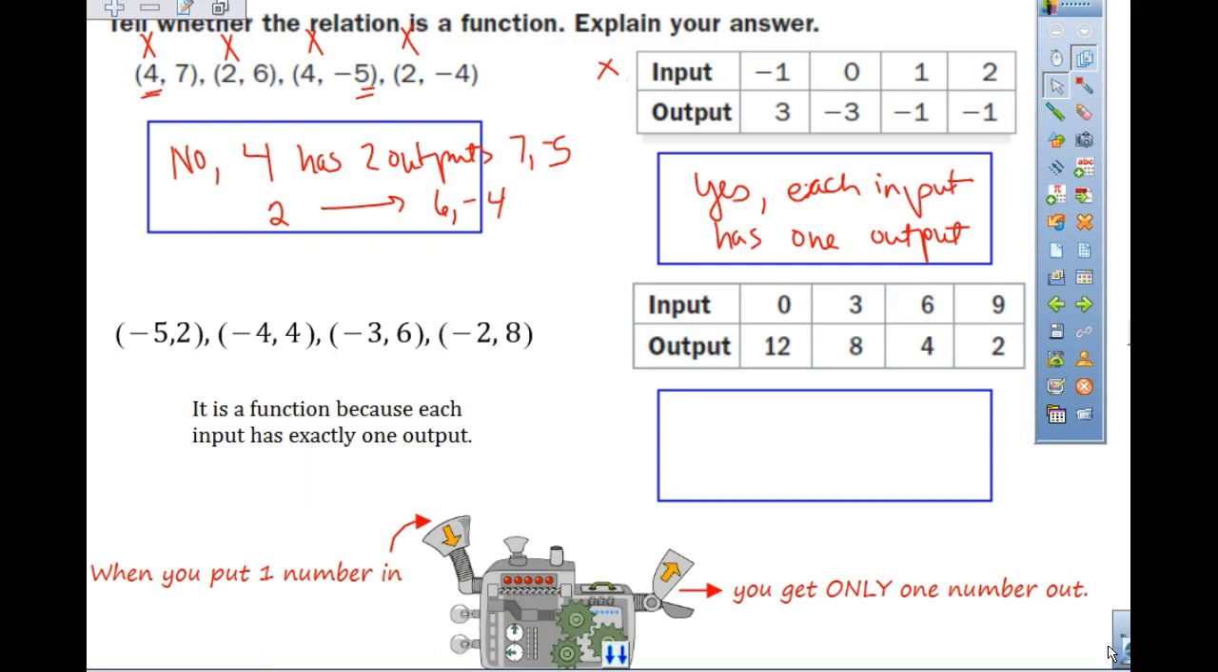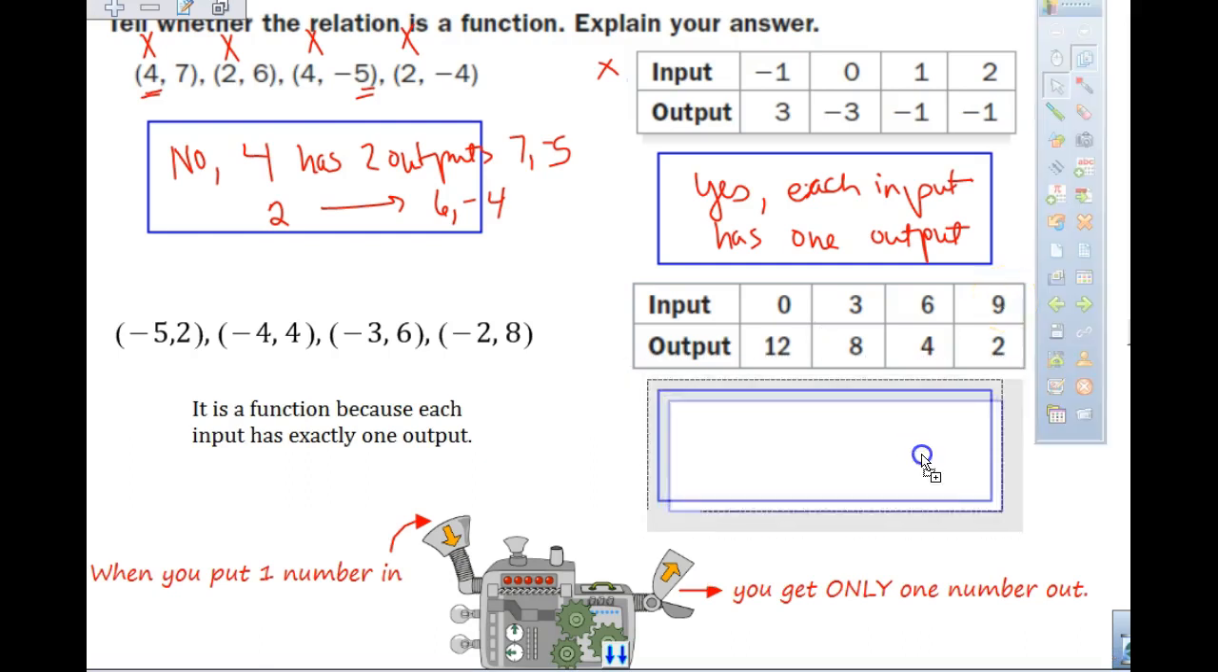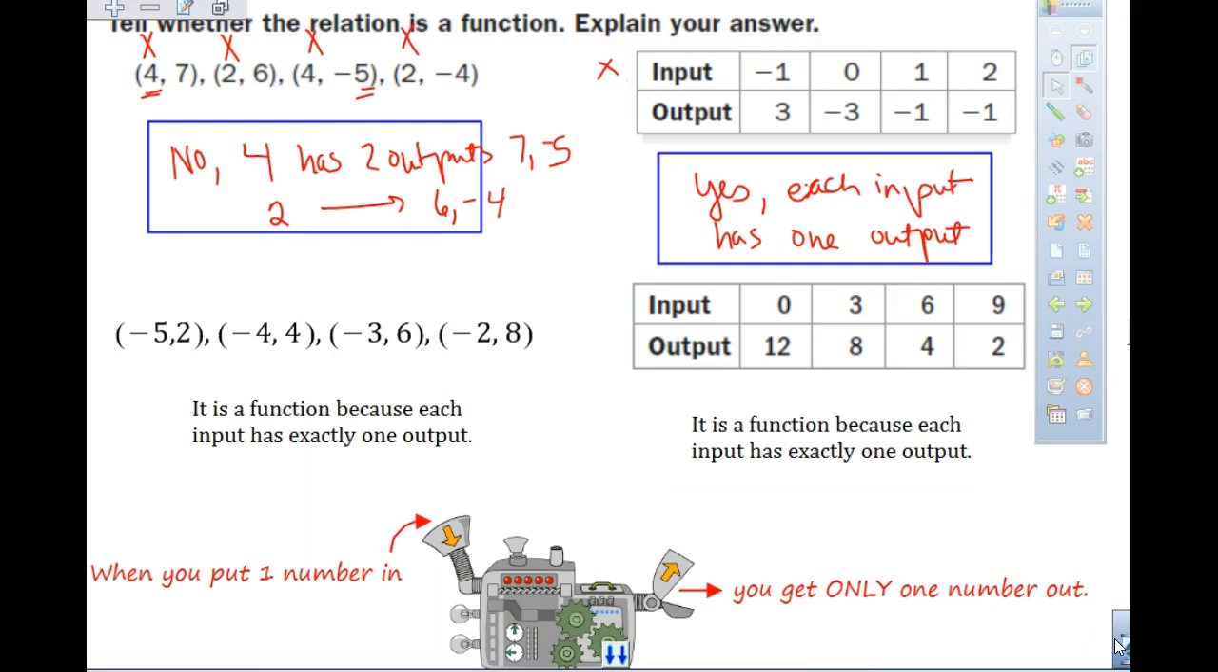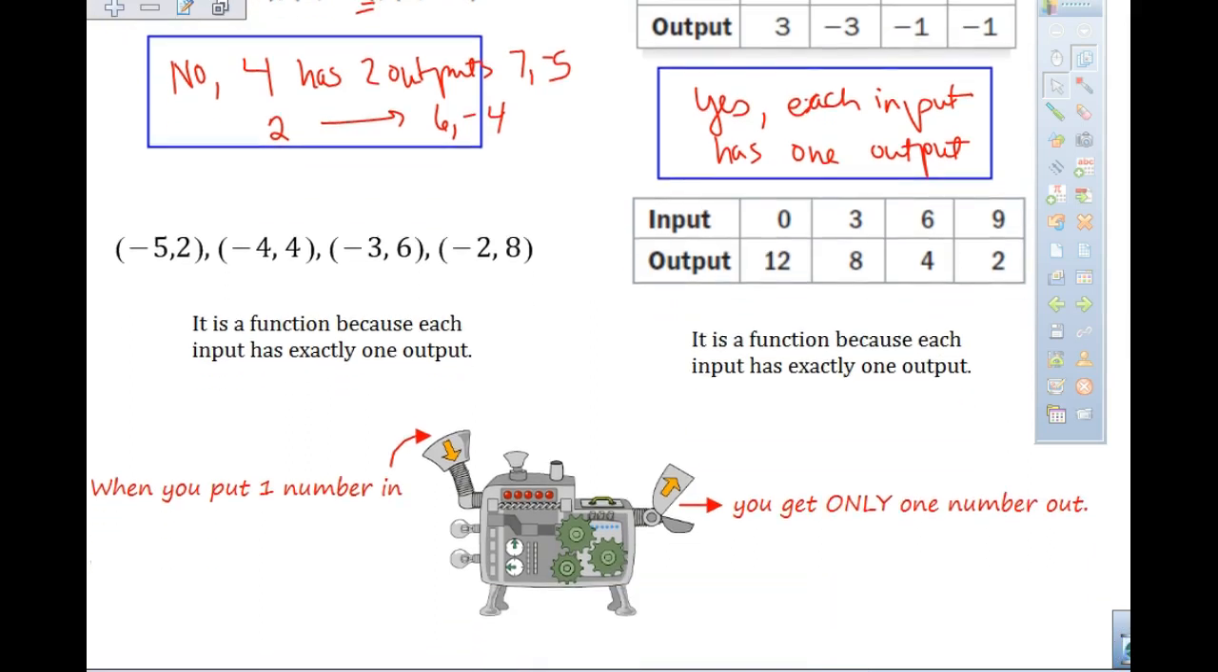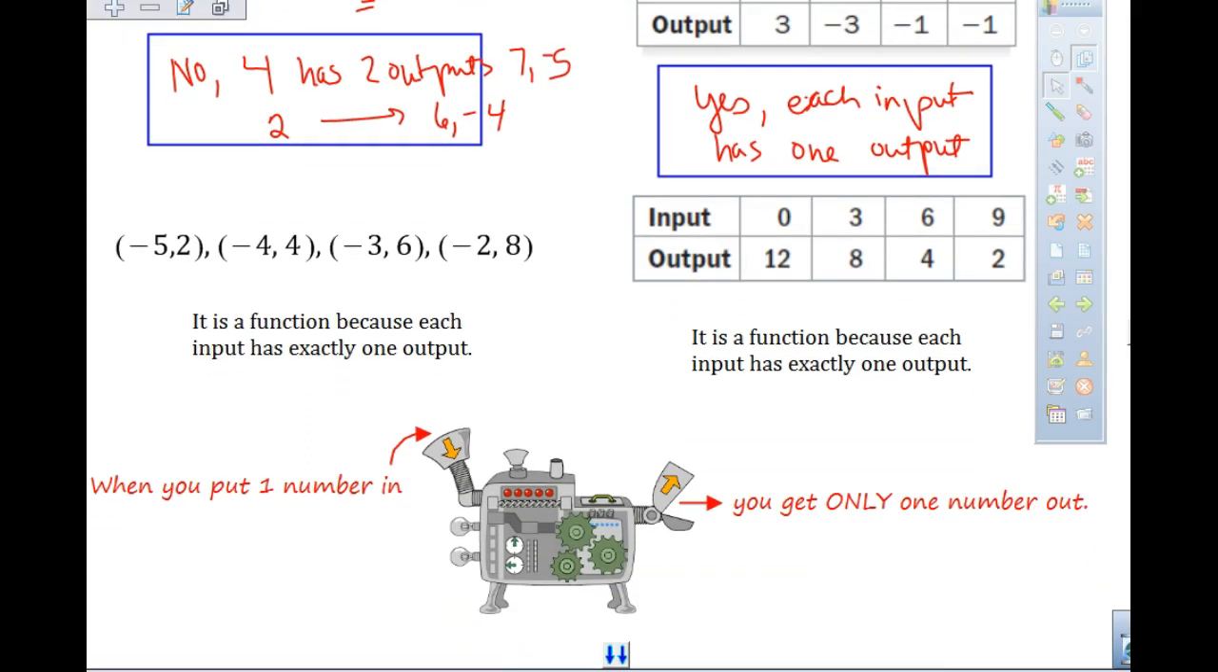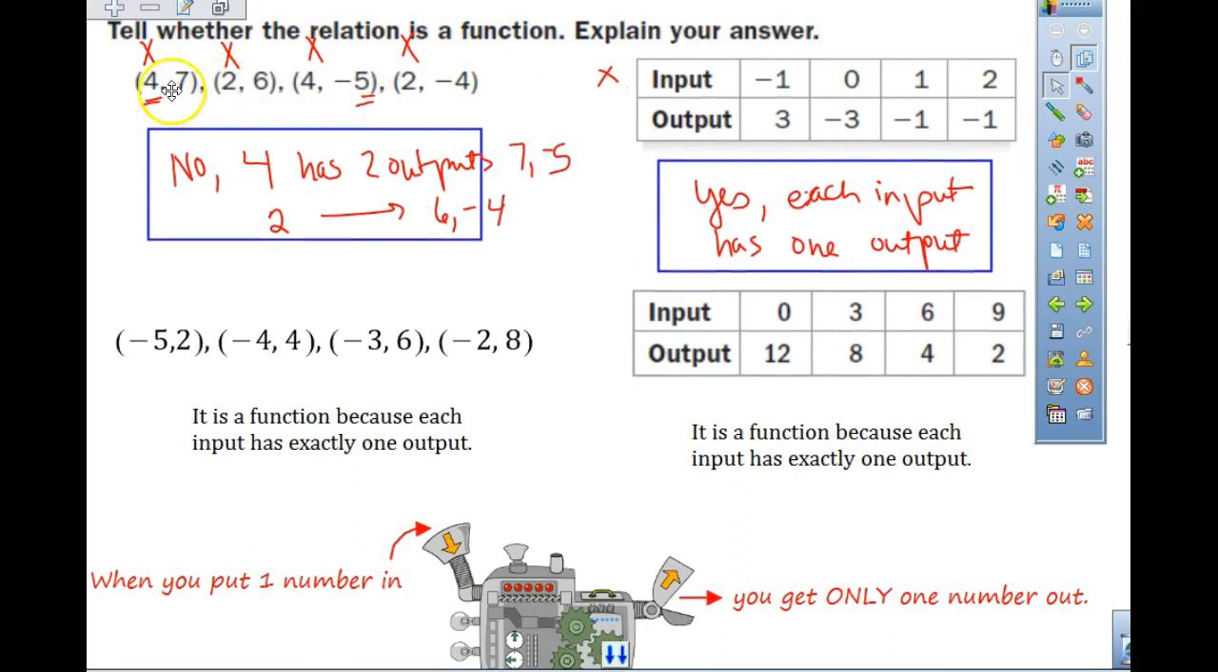When we take a look at the second one, we have 0, 3, 6, 9, definitely 4 different inputs. Each input has 1 output. So the key thing when we look at a function is that when you put in 1 number, you can only get out 1 number. It does not matter if you put in 1 and you get 5, and you put in 2 and you get 5, the same number. Each input can only have 1 output. Like that first one where we had a no because 4, when we input it, gave a 7, and the second time it gave us -5.